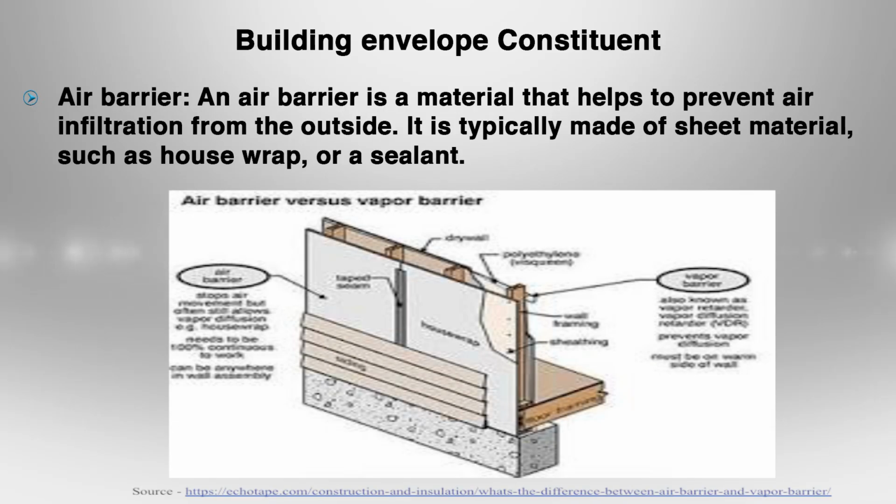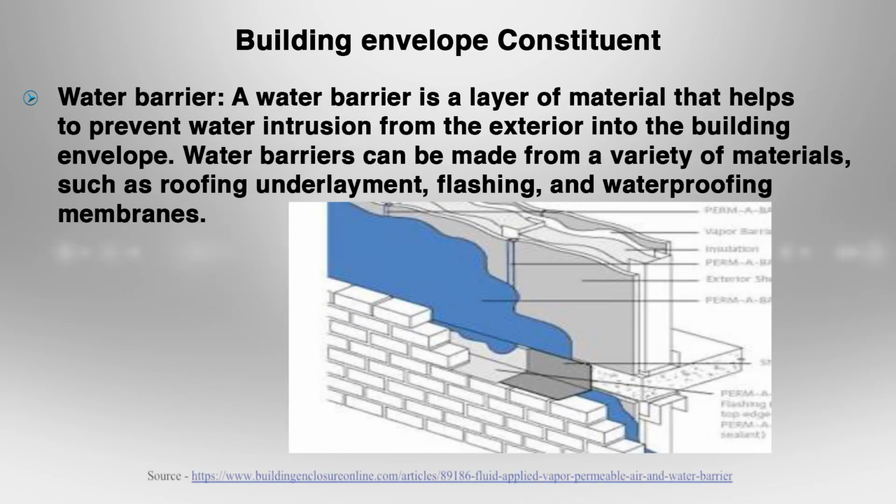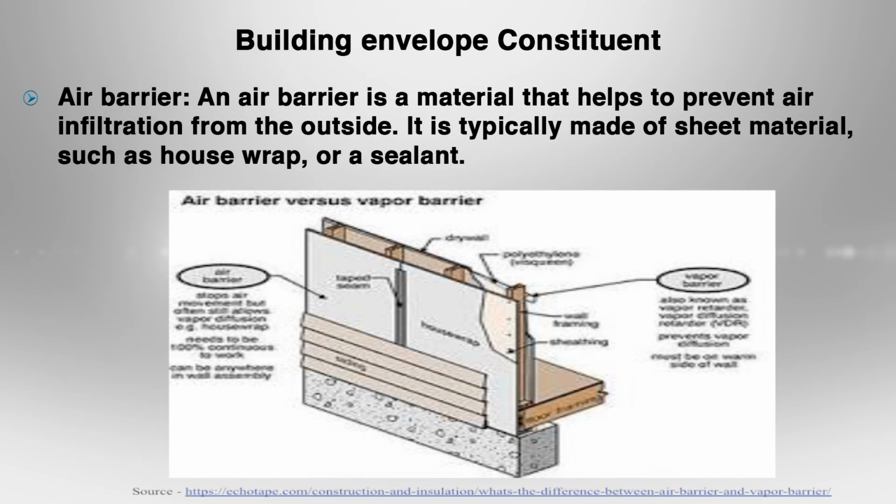Air barriers manage air infiltration, controlling drafts and energy loss. Water barriers prevent water intrusion, safeguarding the building structure and promoting healthy indoor air quality. By understanding the function and types of these barriers, we can design and construct buildings that are comfortable, durable and energy efficient. Water barrier purpose is to prevent water infiltration and air barrier purpose is to prevent air leakages.